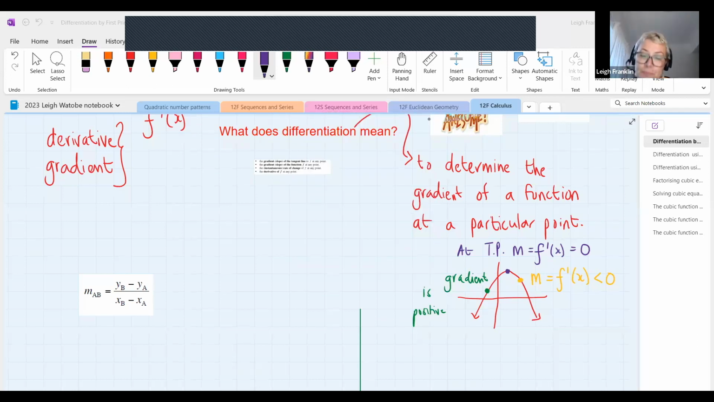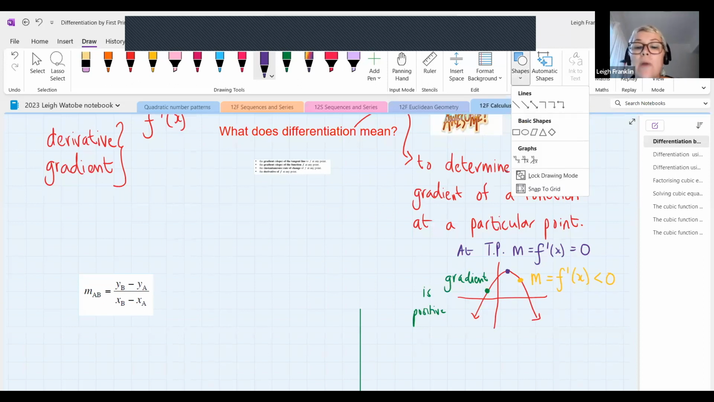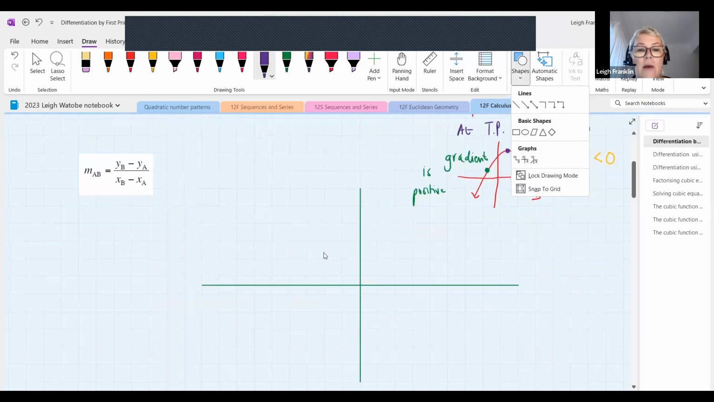All right, so the whole idea behind differentiation is the idea to understand what the gradient is at a particular point. When we are talking about a straight line, the gradient never changes. So let's draw down here. I was going to use this to explain something else, but anyway, never mind.